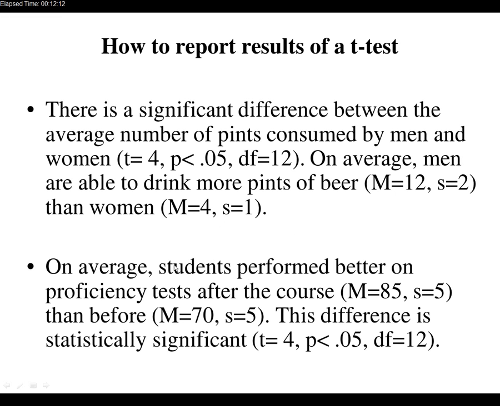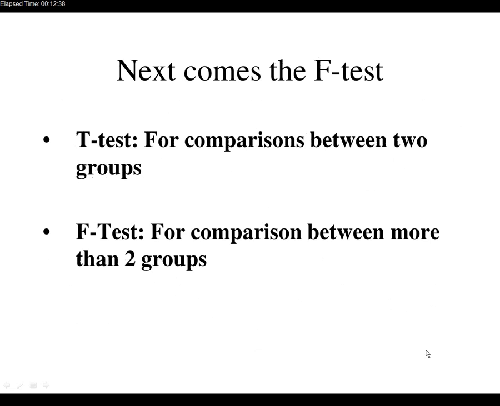On average, students perform better on the proficiency test after the course, M equals 85, standard deviation equals 5, than before, M equals 70, standard deviation equals 5. This difference is statistically significant. T equals 4, P is less than 0.05. Again, it's not Levene's, okay? And we want Levene's to be greater than 0.05, and the degrees of freedom equals 12.